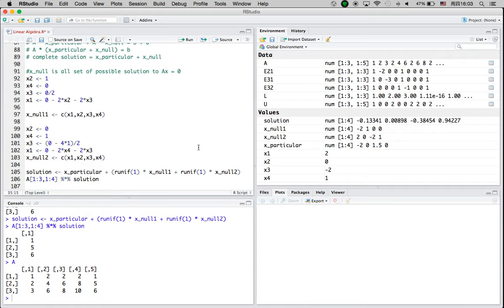There are also some rules to check whether this equation has no solution, one solution, or infinitely many solutions. That will depend on some rules that we can talk about.